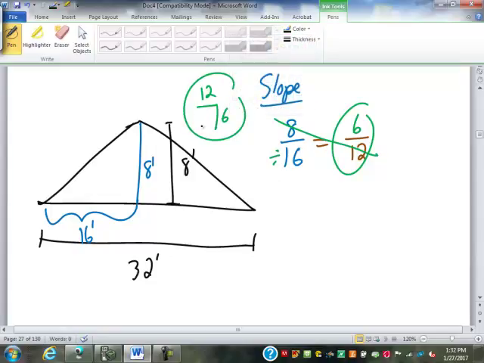You guys familiar with that symbol? Yes. Usually they just put the 6. They don't even put the 12 on there. They just write it as a 6, or 6/12.